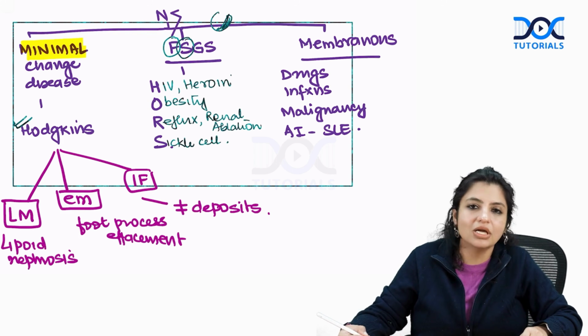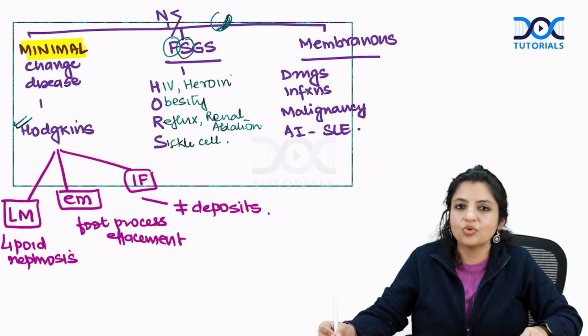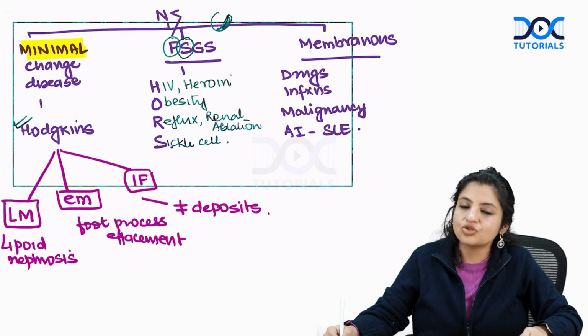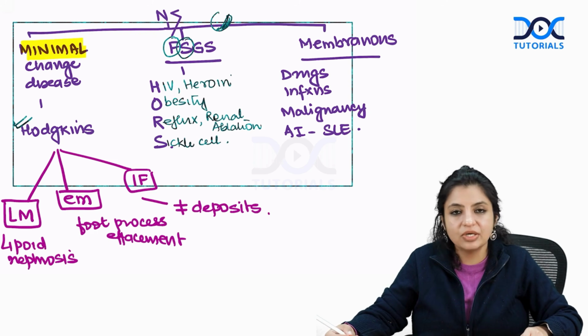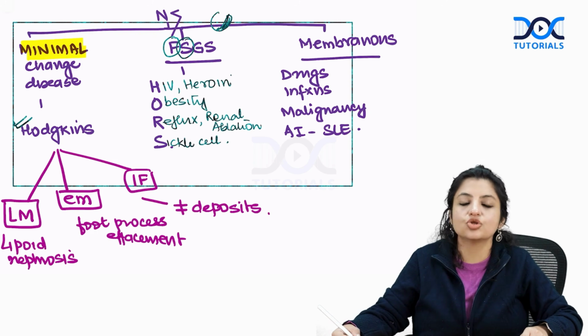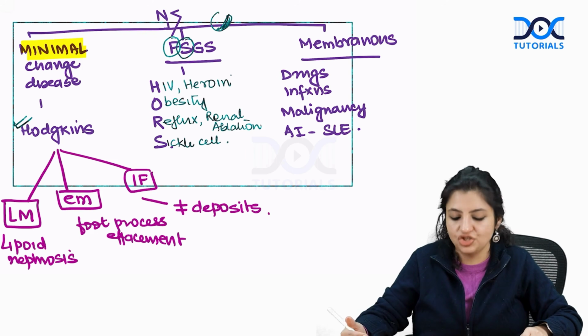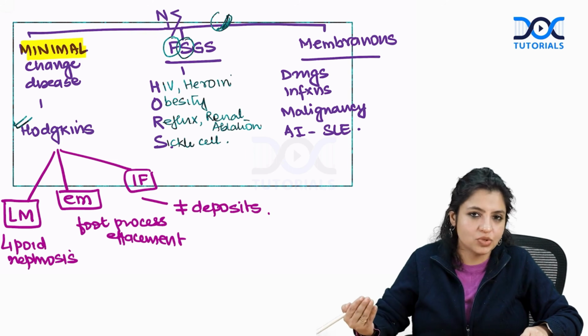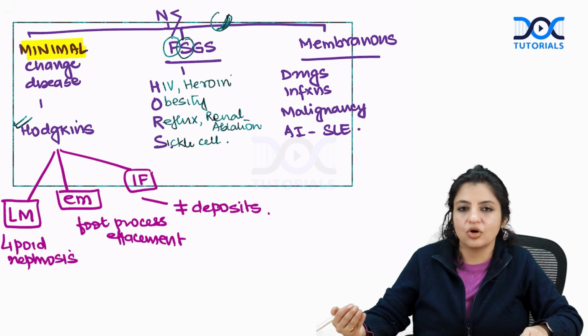Light microscopy, of course, the name itself, shows you focal segmental glomerulosclerosis. On electron microscopy, foot process effacement only. On immunofluorescence, there is non-specific trapping of IgM because there is sclerosis.